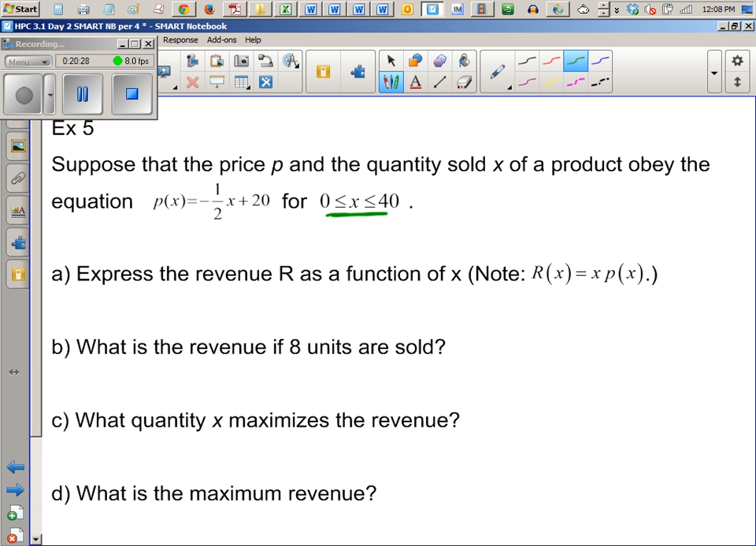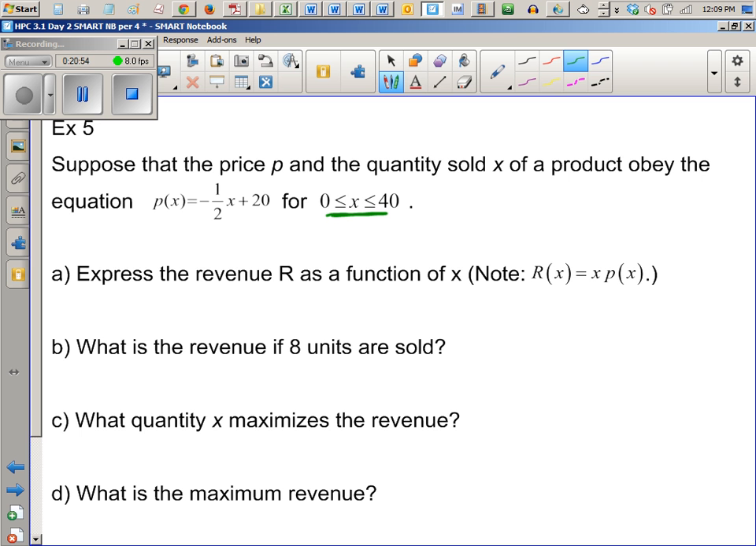What's this? This is just common sense, okay? You cannot have negative numbers of boxes. So we have to keep x greater than or equal to 0. You can have 0 boxes or 5 boxes, okay? Also, you can't have a negative price. So the reason I stopped at 40 here is because if you plug 40 into this function, you get a price of 0. If you go past that, you get negative prices. It doesn't make any sense.